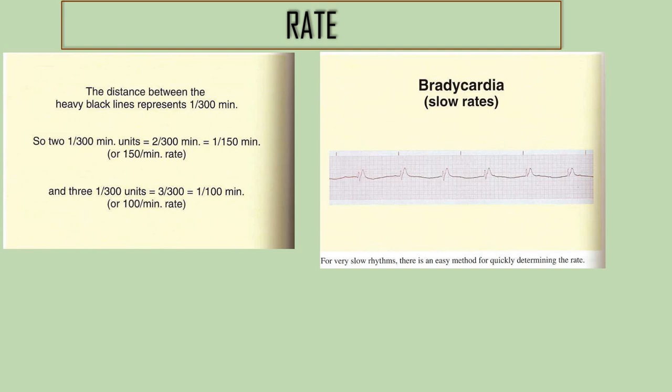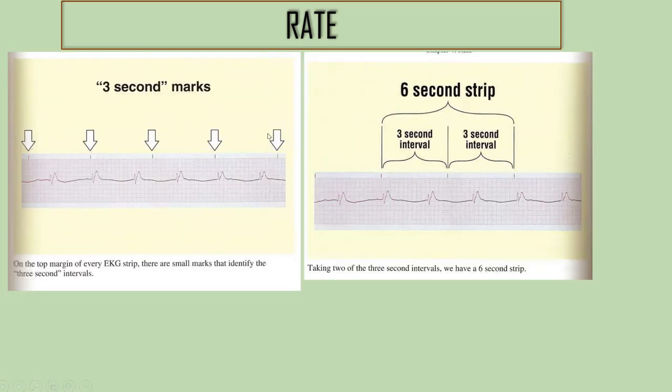Bradycardia, slow rates. For any slow rhythms, there is an easy method for quickly determining the rate. On the top margin of the ECG strip, there are small marks that identify 3 second intervals. These are 3 second marks. Taking 2 of the 3 second intervals, we have a 6 second strip.